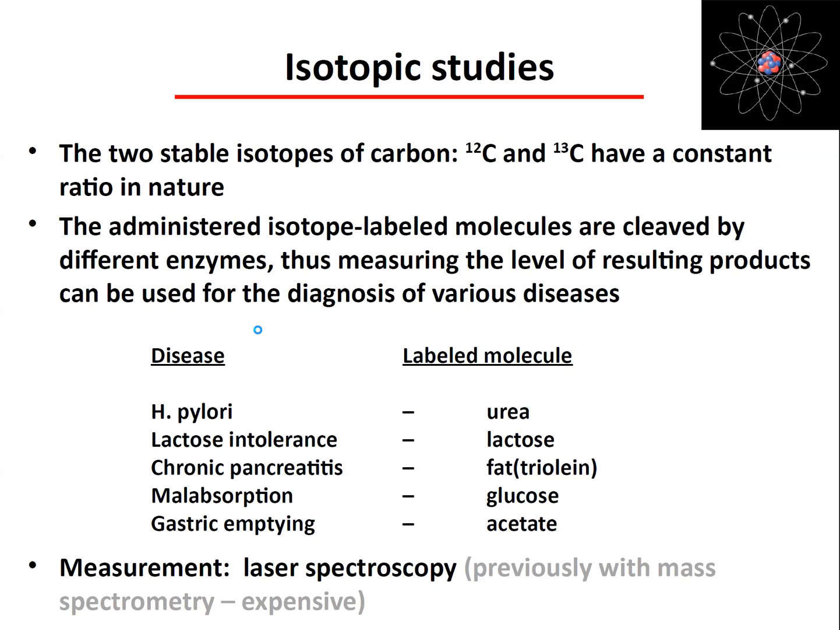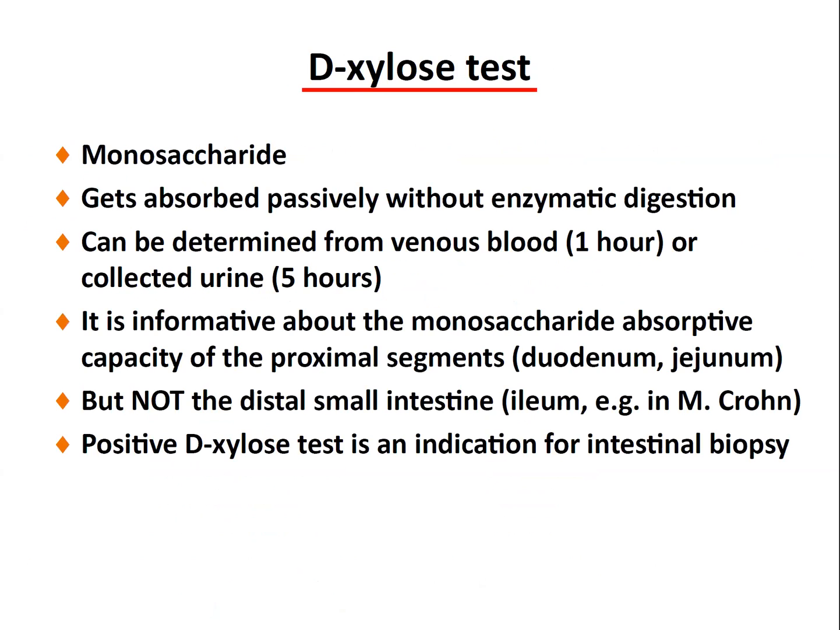For example, H. pylori, urea breath test. Lactose intolerance, we can use the lactose. Or chronic pancreatitis, the fat absorption problem, the triolein, for example. Or malabsorption, labeled glucose can be used. So this kind of isotope is helping the GI doctor to evaluate the GI function.